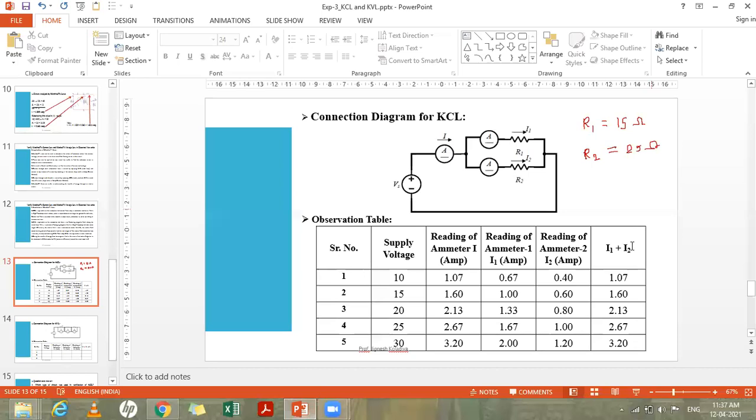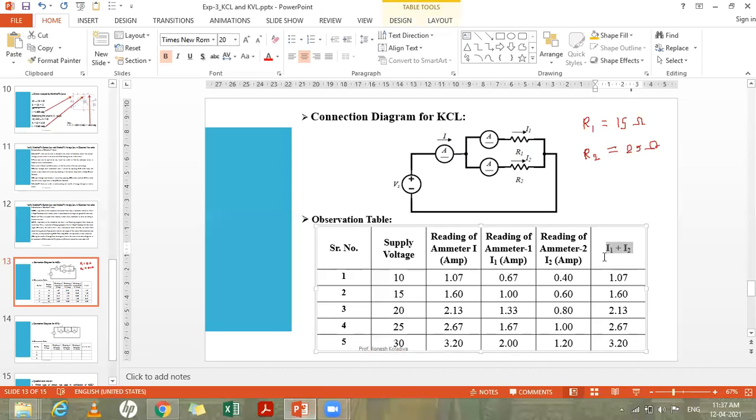Now, if you see the summation of current, that is I1 plus I2, and incoming total current I, both are the same in every case. So we can say incoming is equal to total outgoing. That is Kirchhoff's current law, and hence it is verified. Okay.